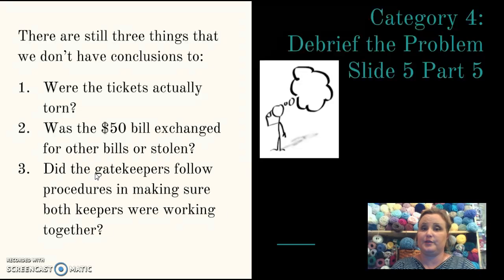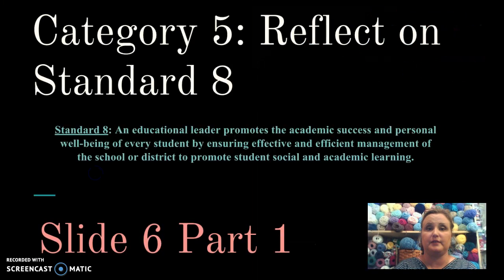There are 3 things that we still don't know about. Were the tickets torn? Was the $50 used in a change box type transaction? And did the gatekeepers follow procedures to make sure both were working at the same time?